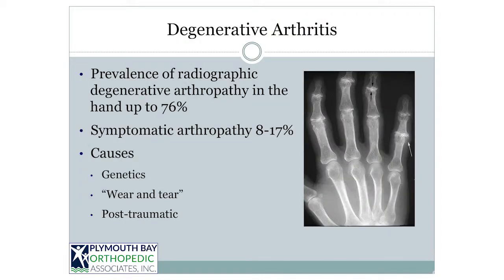So in general, most people have arthritis on x-rays. It's almost like getting an MRI of someone's spine. Everyone has a problem, but not everyone has symptoms from it. So even though we see arthritis in a lot of x-rays, only up to 17% of people actually are symptomatic from that arthritis. The causes for this are genetics, wear and tear, or post-traumatic changes.